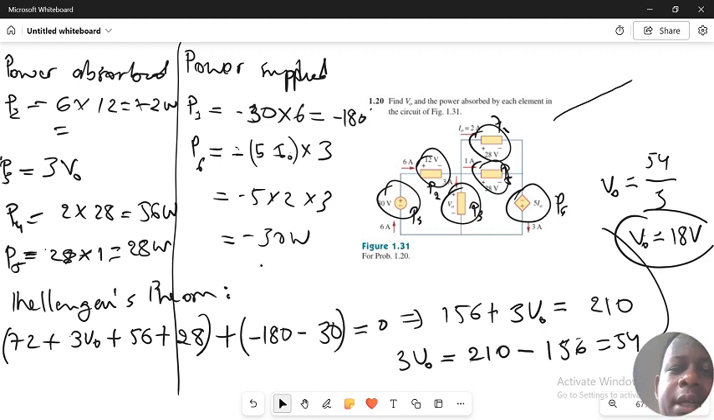So now I have already found the value of the power absorbed, the power supplied, and V0. When you are given power supplied and power absorbed and asked to find a parameter like V0 or a current, you use Tellegen's theorem to determine that parameter. And to use Tellegen's theorem, you need the power supplied and the power absorbed. Even if it did not tell you to find the power supplied, to use Tellegen's you have to find the power supplied and the power absorbed for each element.